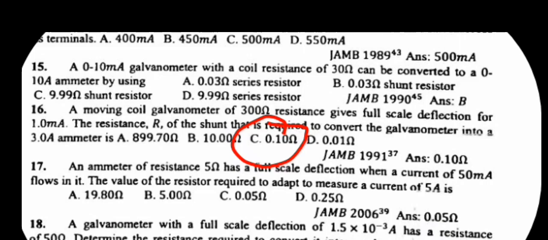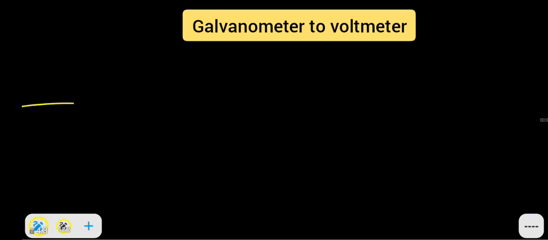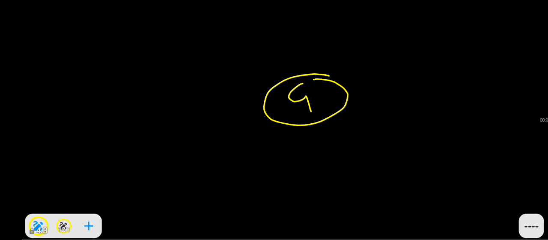Okay, so that brings us to the end of galvanometer to ammeter. So let's take the last part of the video, which is galvanometer to voltmeter calculations. You want to convert a galvanometer G to a voltmeter. You need to connect a high resistance multiplier in series with it. This Rm is called a multiplier. It is a resistance of very high value.